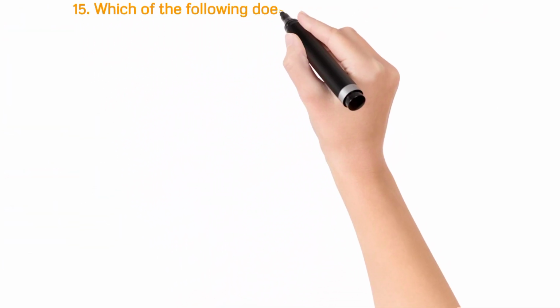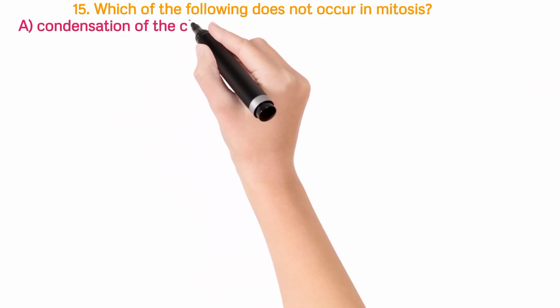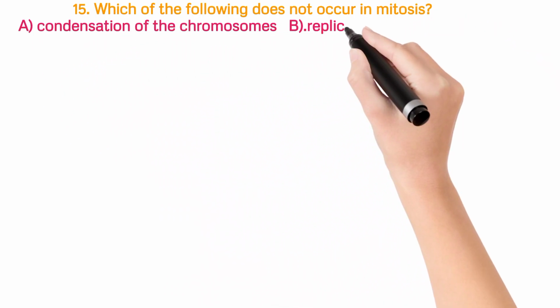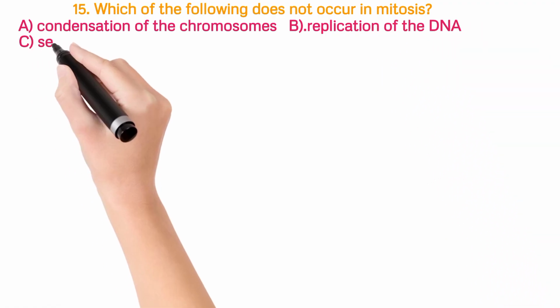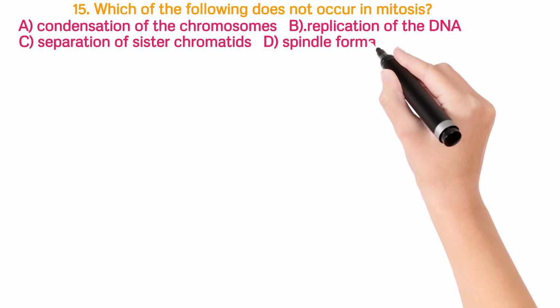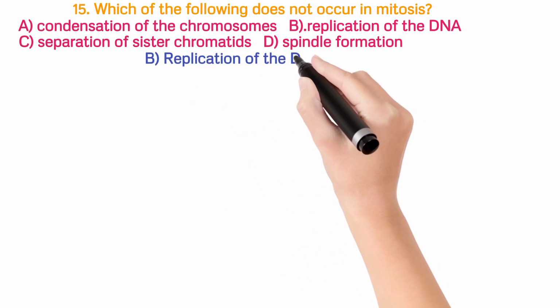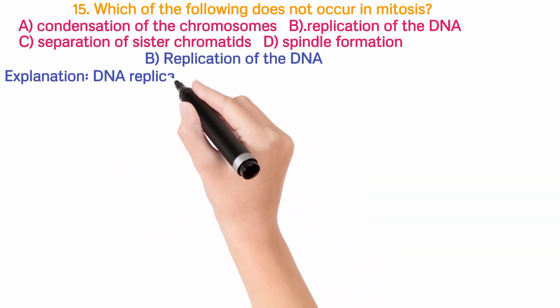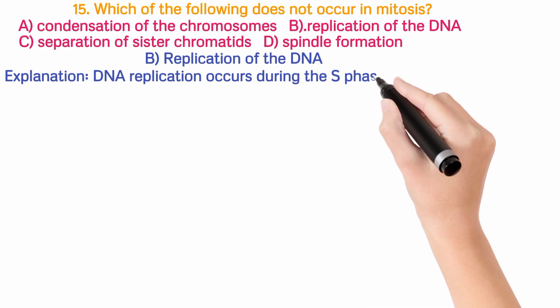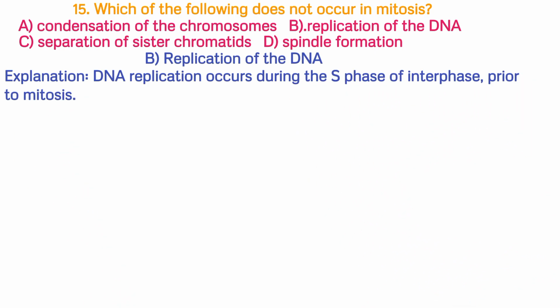15. Which of the following does not occur in mitosis? A. Condensation of the chromosomes. B. Replication of the DNA. C. Separation of sister chromatids. D. Spindle formation. And the correct answer is B. Replication of the DNA. Explanation: DNA replication occurs during the S phase of interphase, prior to mitosis.